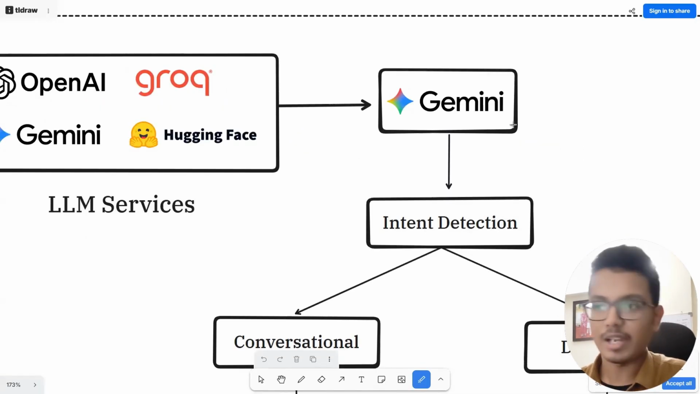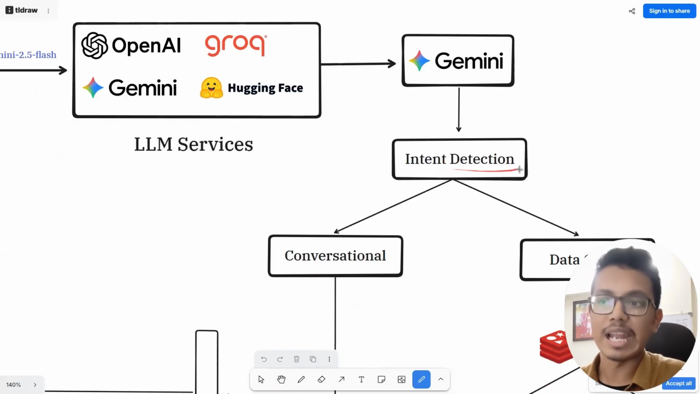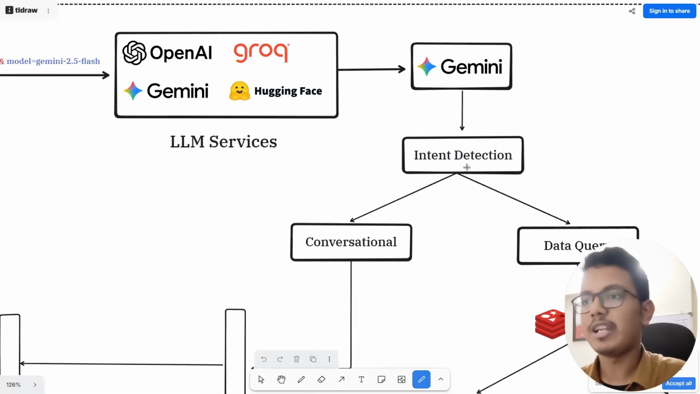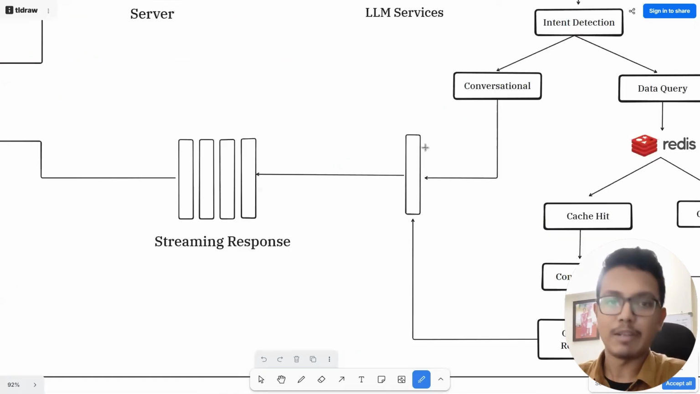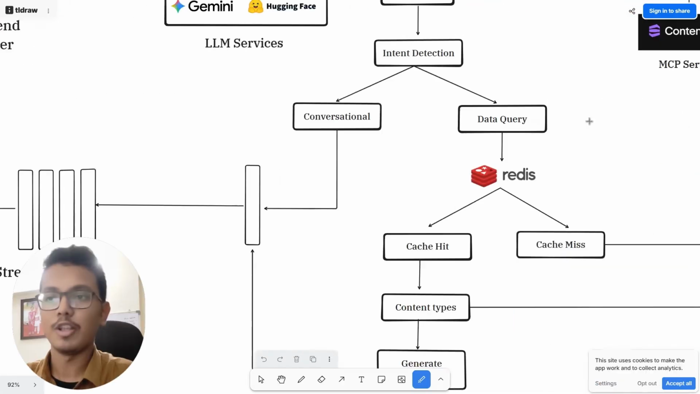Once we have the LLM model, it will have some steps to perform. First of all, it will detect the intent. If I'm just asking something like "hi" or "hi, can you help me?", then it will detect the intent as conversational and send the response directly to the front end. So a streaming response will be sent to the front end. But if I ask, can you give me the latest blog or the latest 3 entries, then the data query will be the intent and that flow will start.